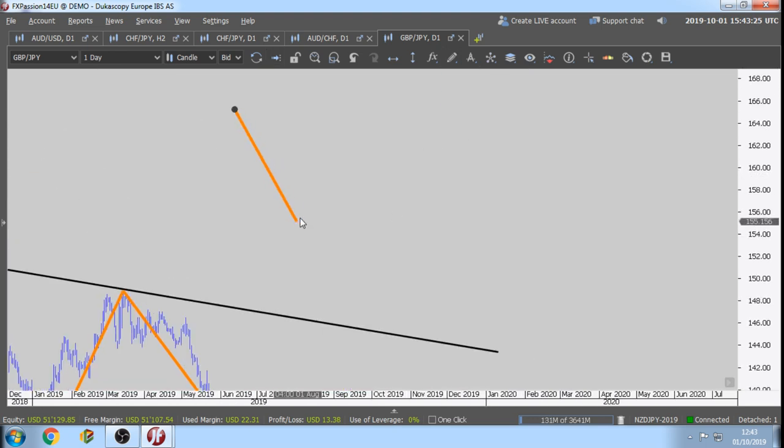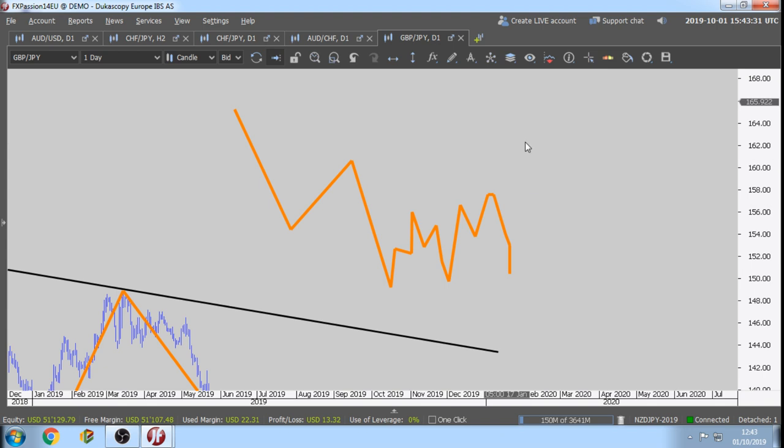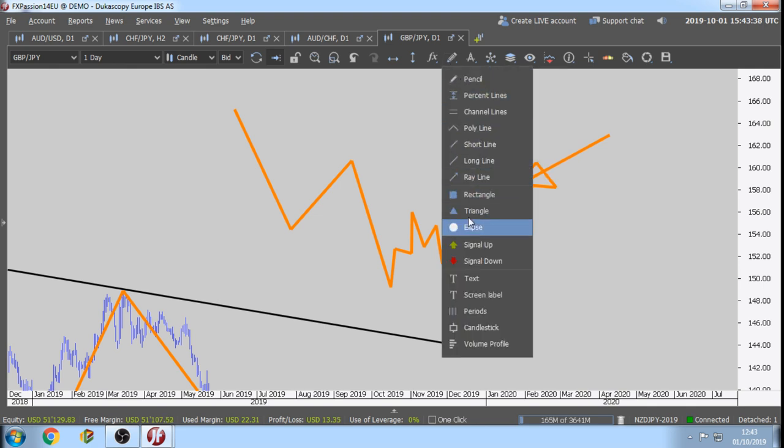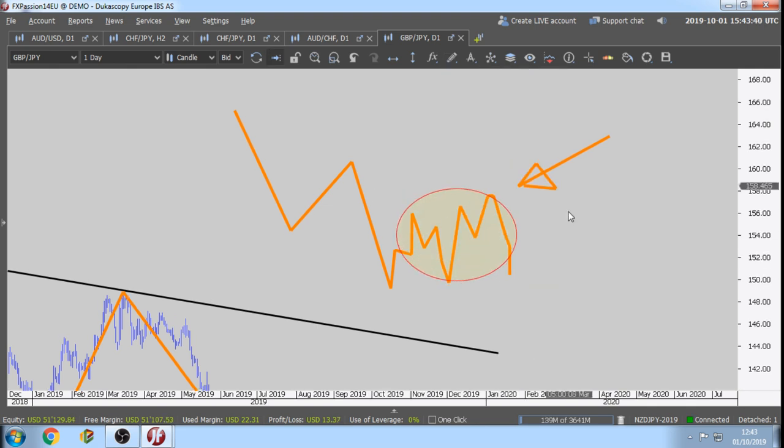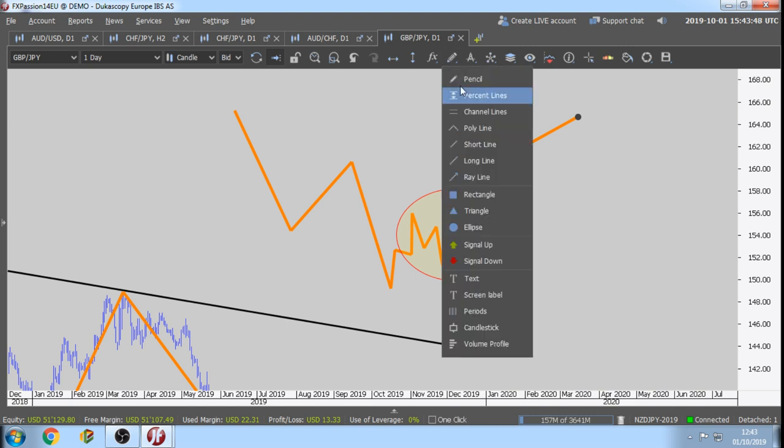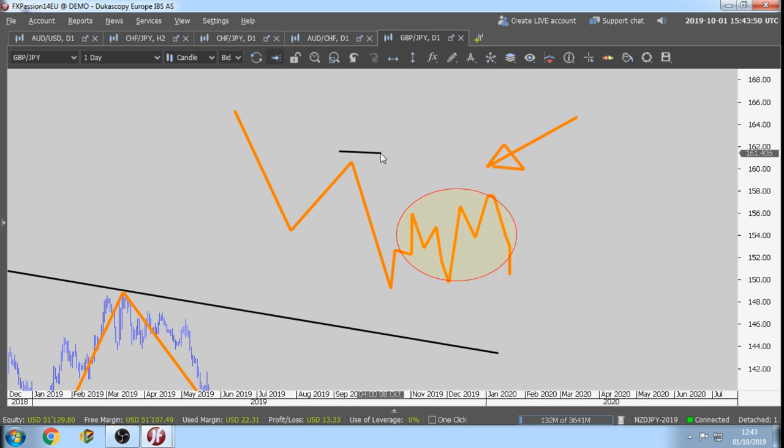Everybody, this is structure and this is the market. Okay? No Fibonacci, no JP Morgan Chase super trending system, no expert advisor, no FXPassion is going to help you in here if you don't understand structure. Don't do this anymore, I'm telling you.